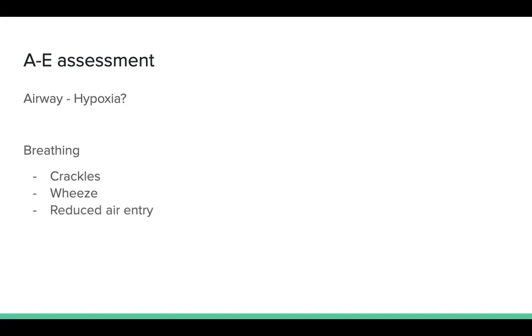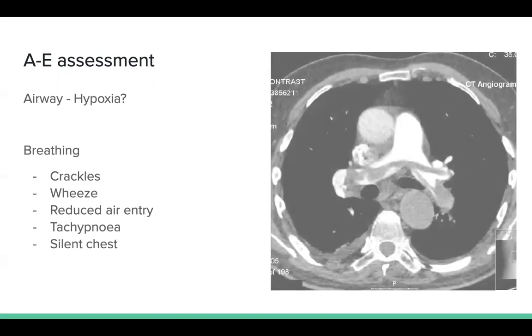Listen out for reduced air entry. If it's in the apices, could this be a pneumothorax? Or if it's in the bases, could this patient have a pleural effusion? Tachypnea. PE can often present as collapse, and it's important to remember that if a patient sat in front of you has a higher respiratory rate. And finally, silent chest, particularly if they're asthmatic, this would be of great concern.